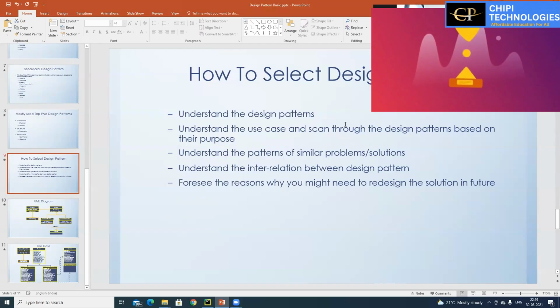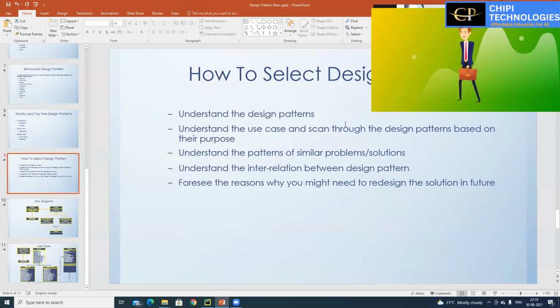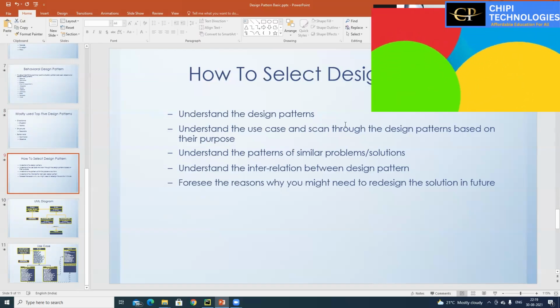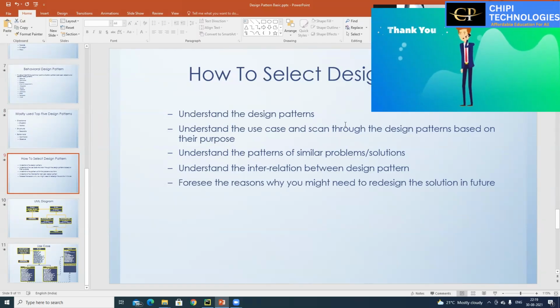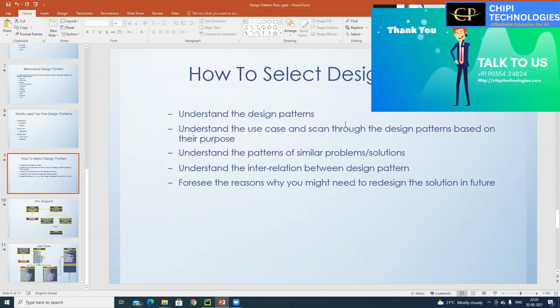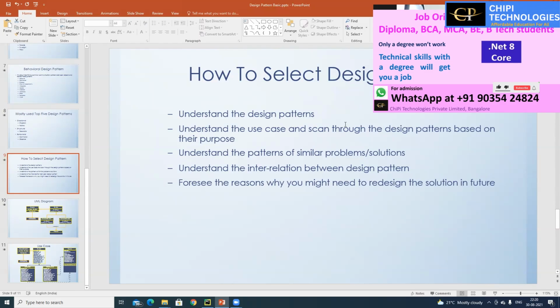Once you know what all things are available, you will also know the purposes of all these design patterns. Then only you can make any decision. If you know five things, then only you will have the problem of which one to pick. If you don't know any, then you don't have any problem. Then what will you do?